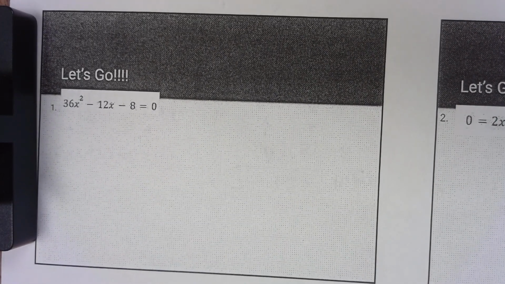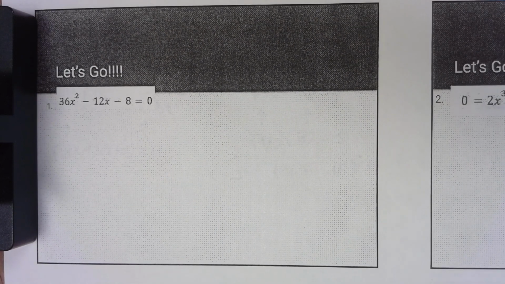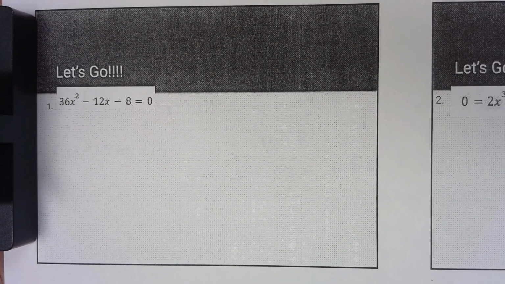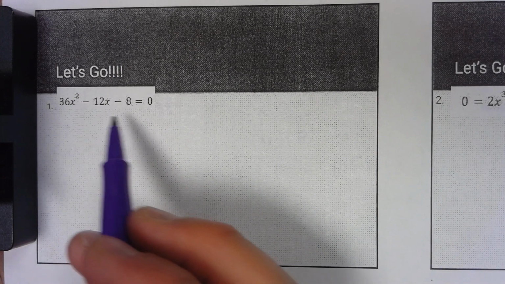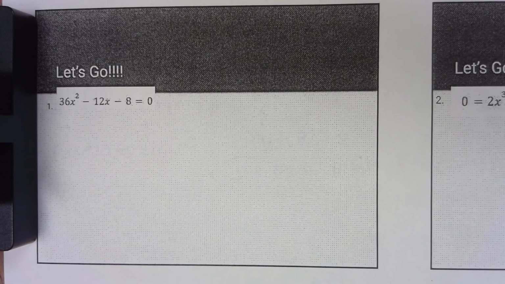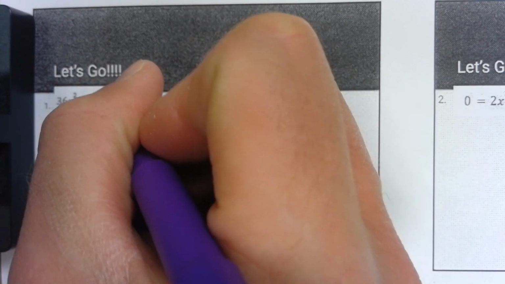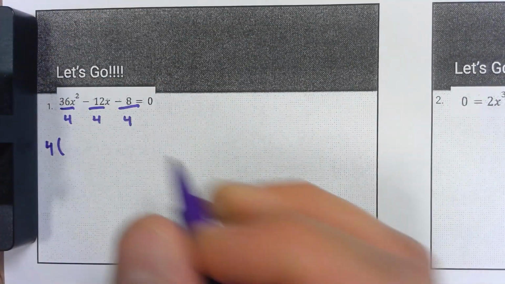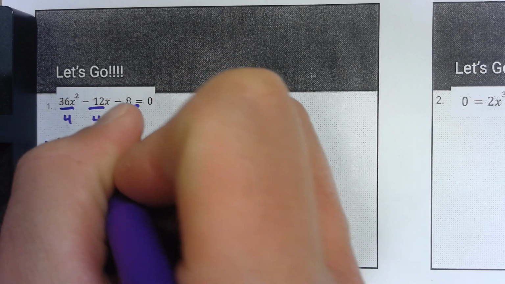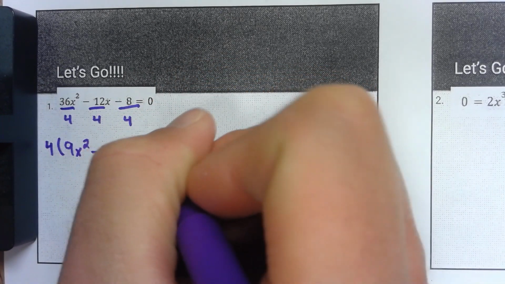All right, number 1. First step, get one side to be equal to 0. We are already there. Now we're into factoring. First thing I'm going to look for in factoring is, is there a greatest common factor? Because if so, it makes the rest of this much easier. 36, 12, and 8, those all have a common factor of 4. They're all divisible by 4. I'm going to divide out that 4 because it makes the factoring part much easier. So that's 4, and then this is 9x squared minus 3x minus 2, and it equals 0.